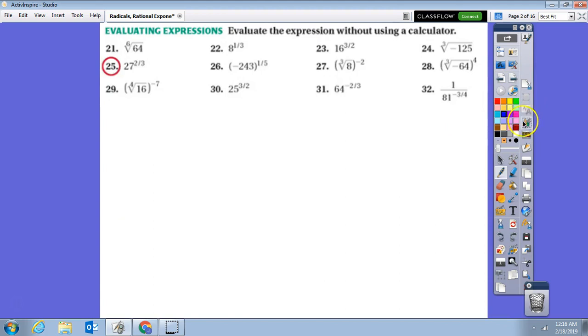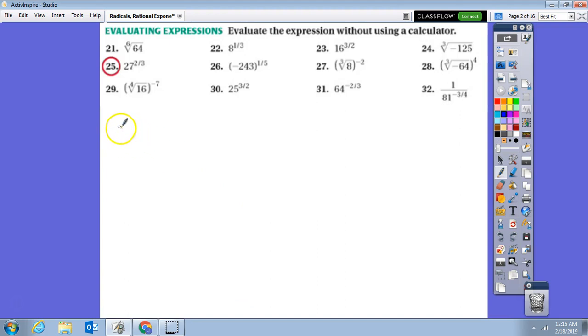The next thing is just evaluating expressions without using a calculator. Now, you will have the use of a calculator on the quiz, so you won't have to worry about evaluating without a calculator. But I just wanted to do a couple of these to make sure that you can understand what a root actually means.